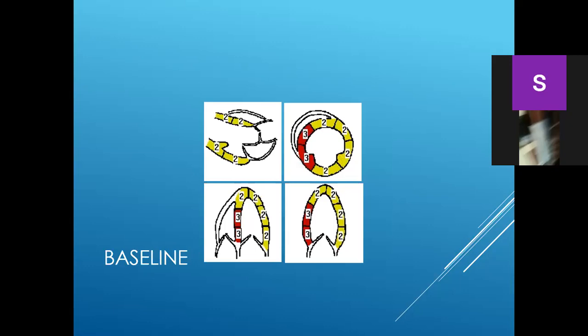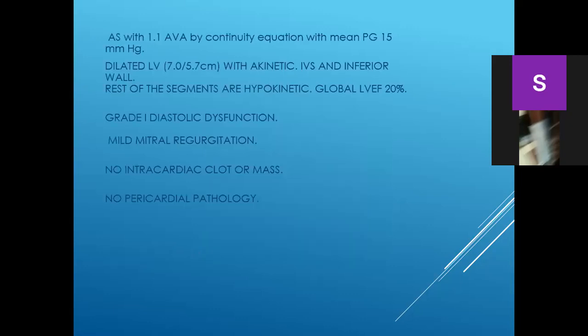Now this was the baseline wall motion. A few segments which were expected to be akinetic were akinetic, but the rest of them were all hypokinetic. And this was the resting echo: there was a mean PG of 15 with an ejection fraction of 20%, a hugely dilated LV, with AVA by continuity equation of 1.1. There was a little bit of mitral regurgitation.